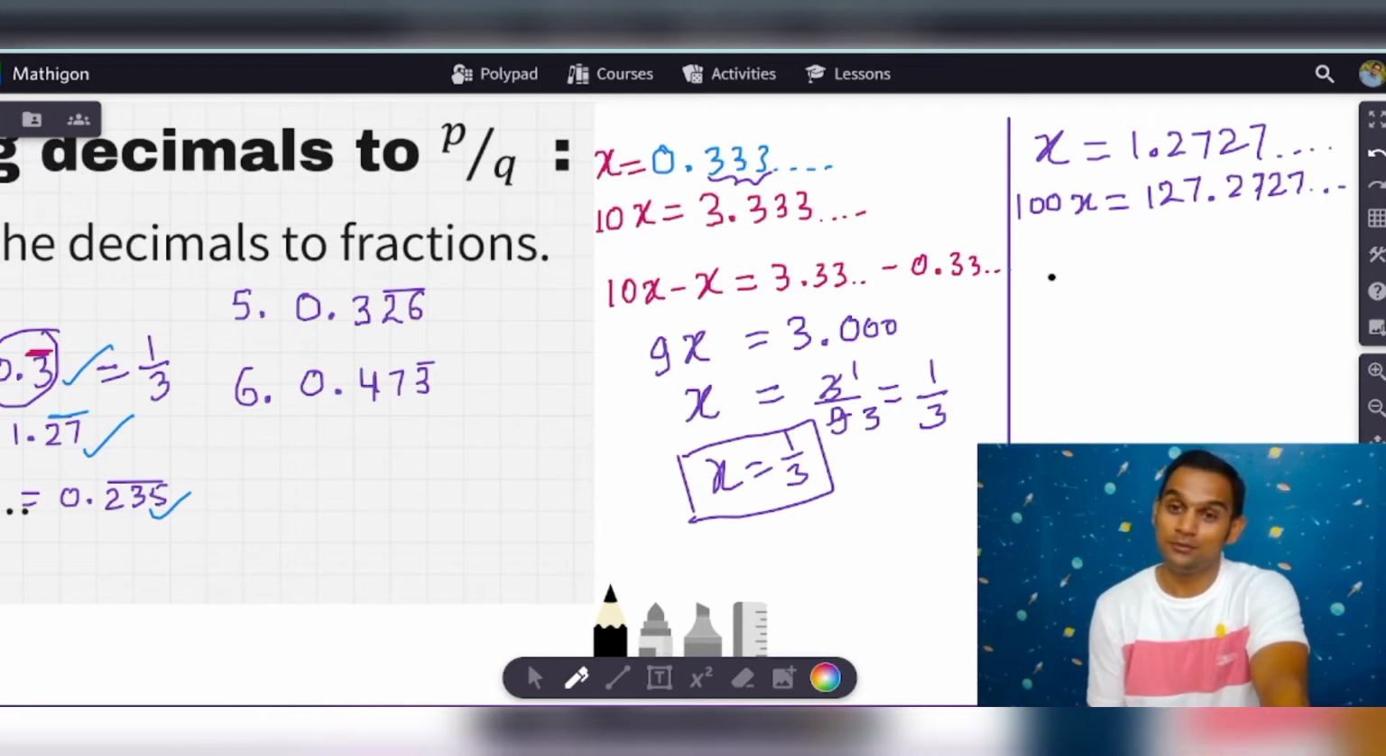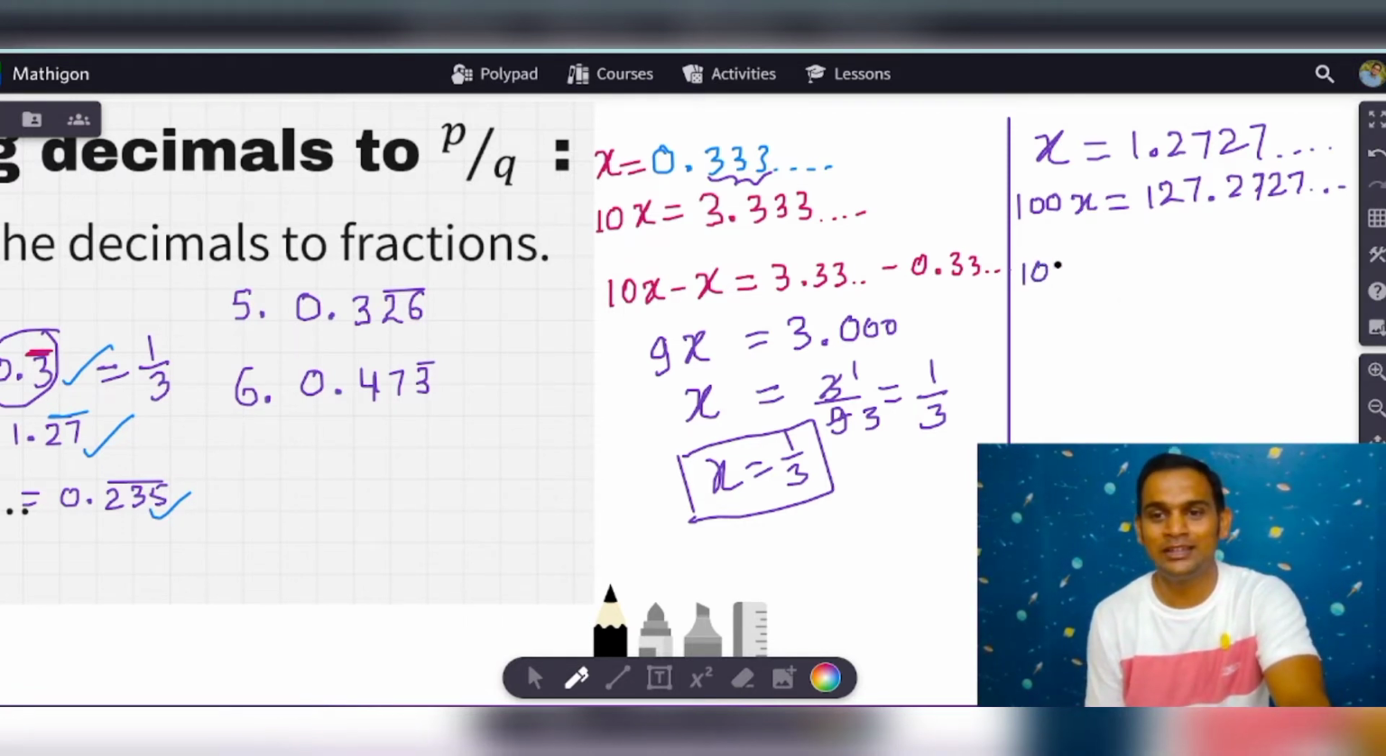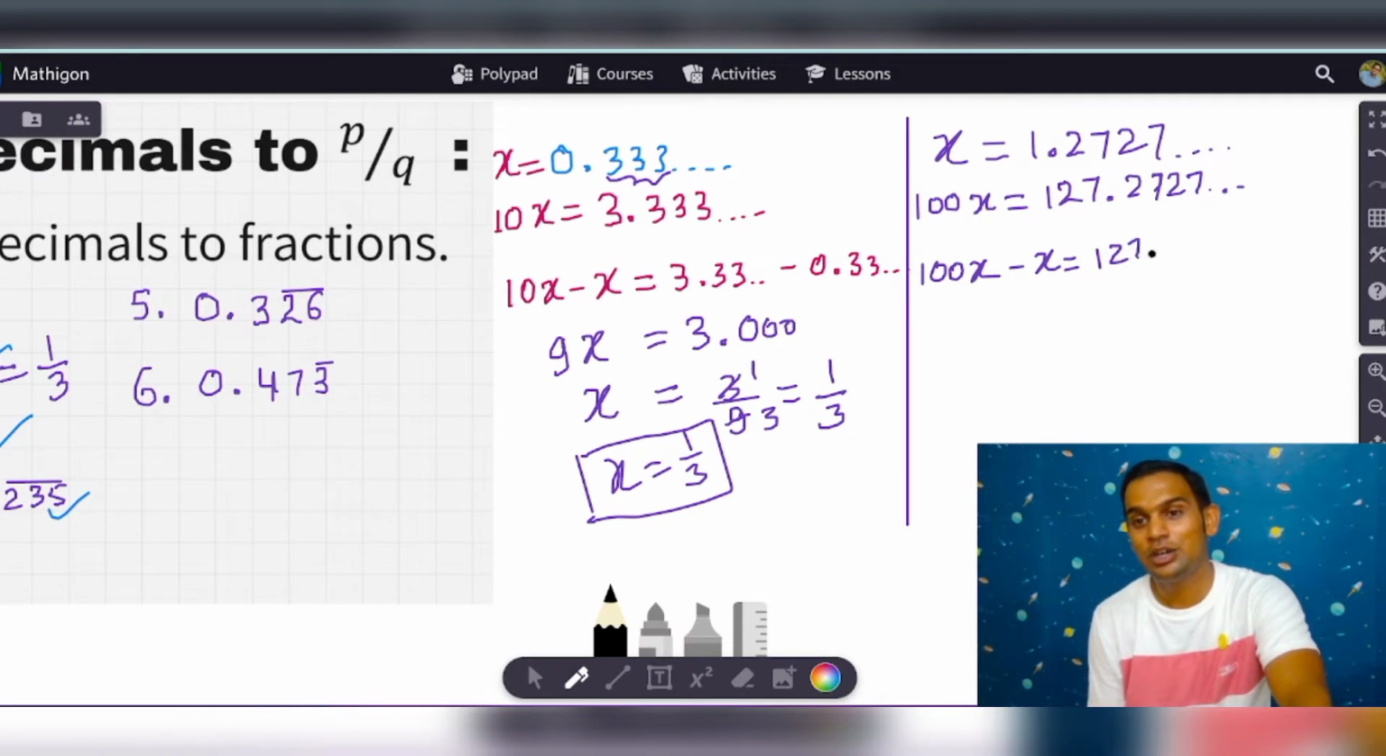Now why we look for that will become very clear in this particular x. We do 100x minus x. Now 127.2727, which keeps on repeating, minus 1.2727, right?